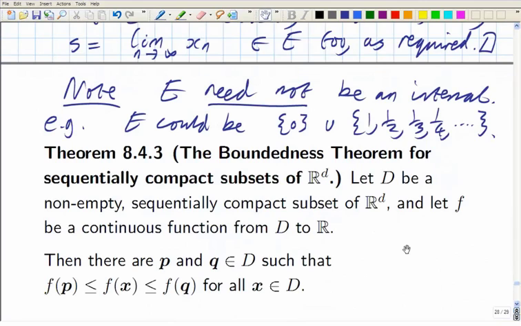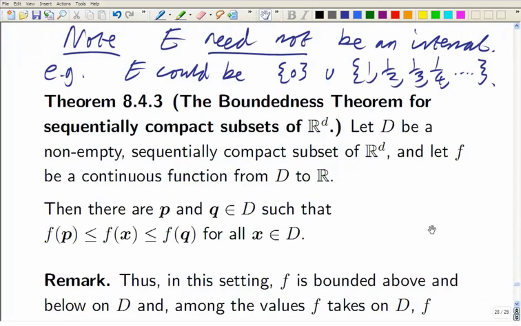We can now prove the boundedness theorem for sequentially compact subsets of R to the D. This generalizes the boundedness theorem that you had last year for functions that are continuous on a closed and bounded interval in the real line. And of course, you can actually use this result to prove that one, as we'll see in a minute. But this is the more general one, valid for all continuous real-valued functions defined on non-empty sequentially compact subsets of R to the D.